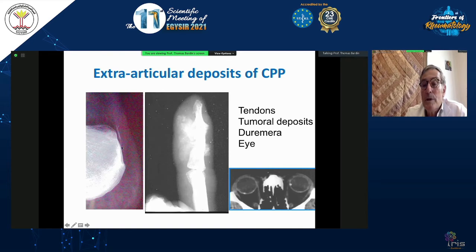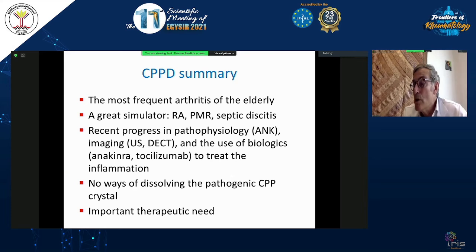And these are the deposits in the tendons. You see that it is very different, typically, from BCP calcifying tendinitis, because these deposits are very thin, they go very deep into the tendon, and usually they don't start at the site of the bone attachment of the tendon.